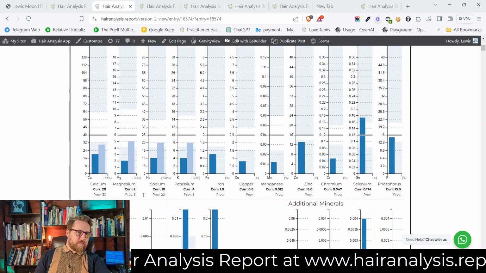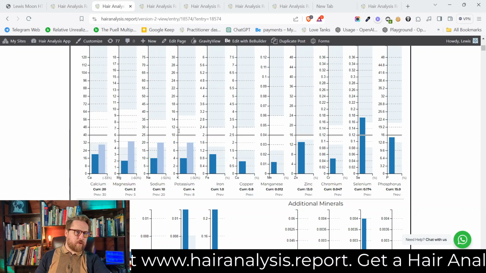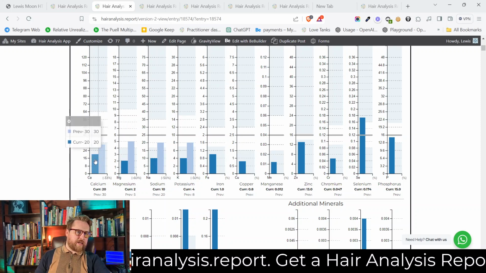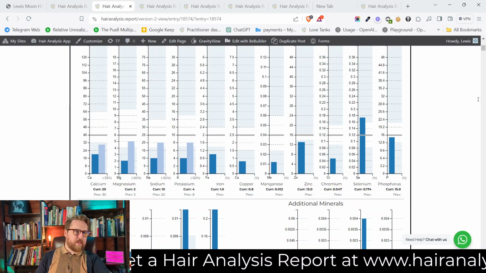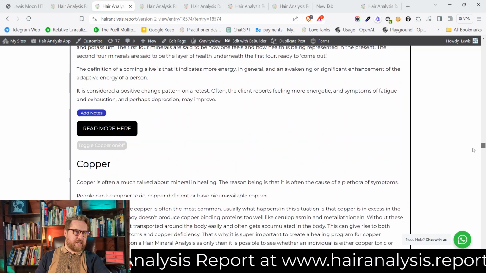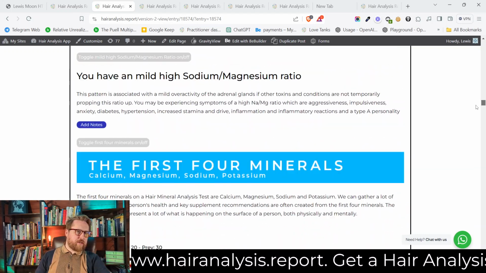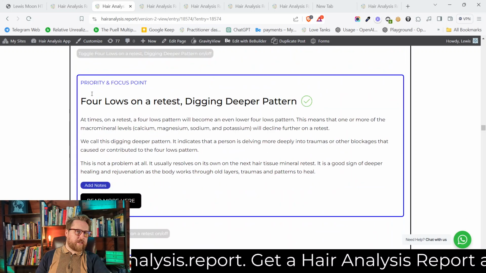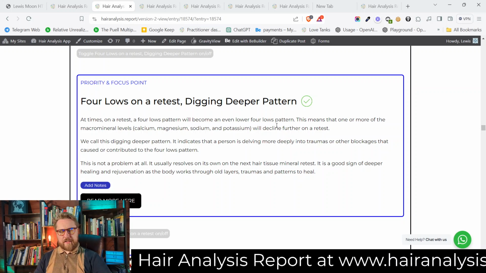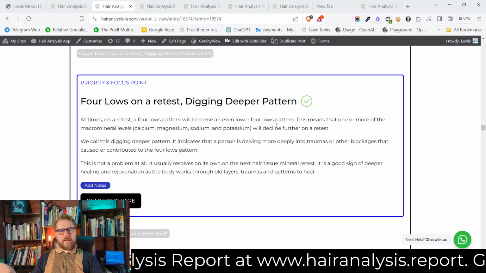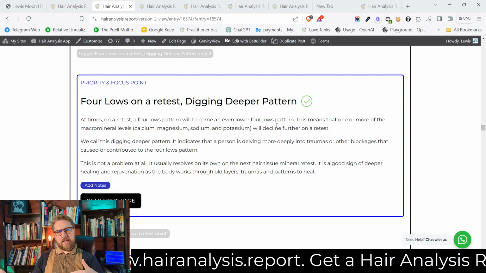All right, so if you look at the previous test, which is in light blue, this individual was in a 4 low pattern, and the most recent test in dark blue, it's actually dropped. Everything's dropped. So we actually call this pattern digging deeper. It's not necessarily a bad pattern at all. It's generally seen as a kind of a good pattern, really. So 4 lows on a retest, digging deeper pattern, and there's a little tick icon there. You might think to yourself, why is there a tick icon when all of the minerals have actually reduced? Well, the reason being is similar to what I was saying earlier.